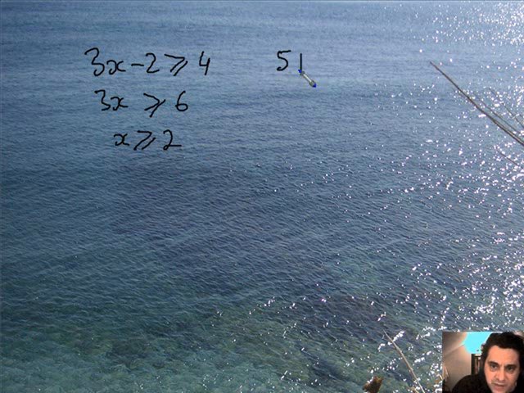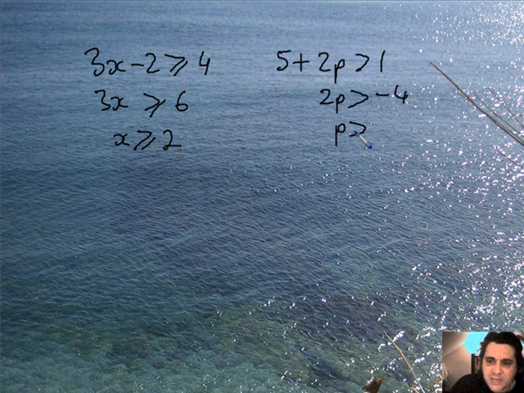I've got 5 plus 2p is greater than 1. Take the 5 over and minus it. 2p has got to be greater than 1 take away 5, minus 4. P has got to be greater than minus 4 divided by 2, minus 2. So if p is greater than minus 2 and you substitute it in there, then the answer you get on the left hand side will be greater than minus 1. That's basically how your brain should recognise it and see it.